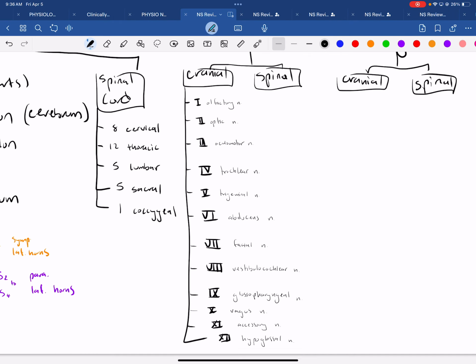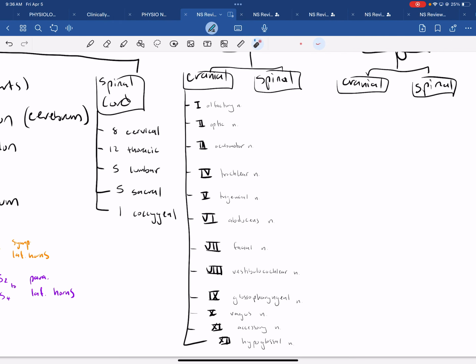All right. And then later on, you can expand onto that, and you can start adding in the functions and the modalities. Is this a somatic motor cranial nerve, or does it also carry sensory information? And what type of sensory information? Is it somatosensory, special sensory, or visceral sensory? So you can add that on later.